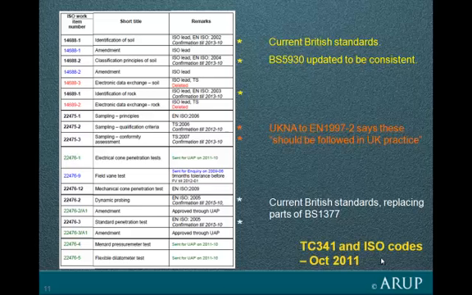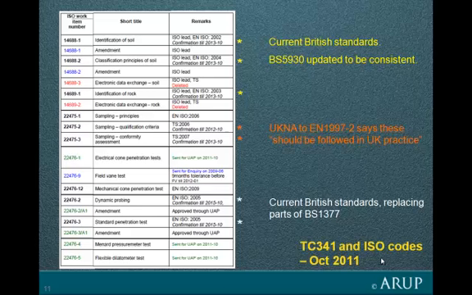EN ISO 14688-1, identification of soil, is a British standard. It's now the British standard for identification of soil, and 14688-2 is the British standard for classification of soil. BS 5930 still exists, and in fact has been completely revised so as to be consistent with these documents, so that BS 5930 adds quite a lot of additional information, but is entirely consistent.